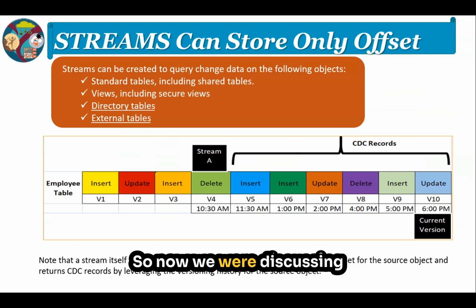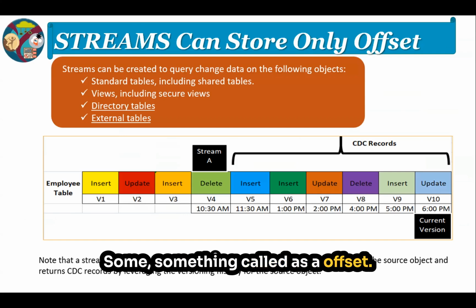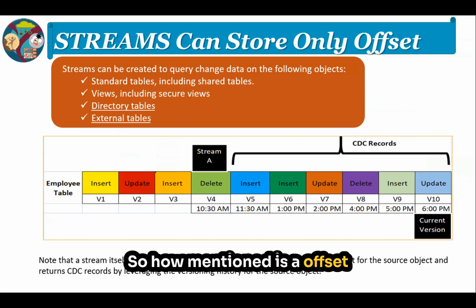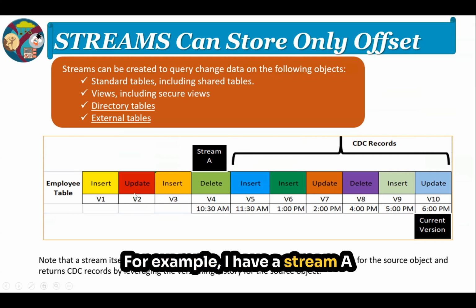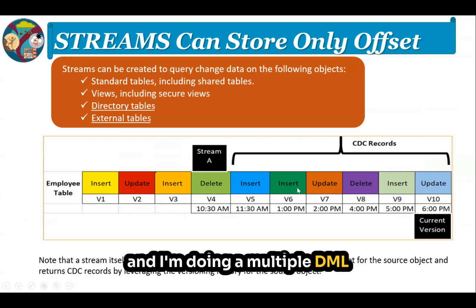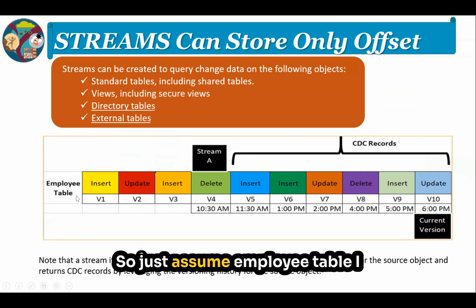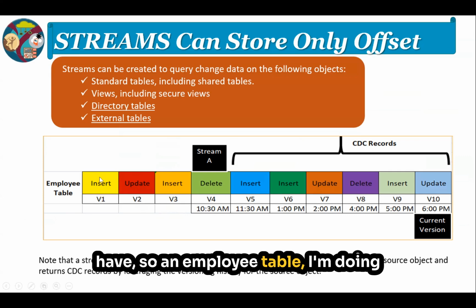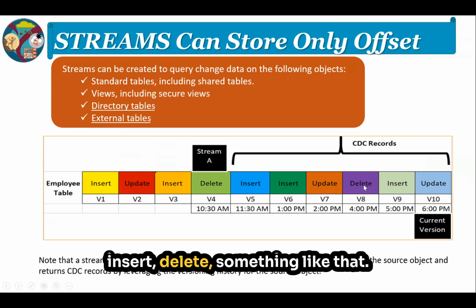Okay. So now we were discussing offset, right? Something called an offset. I have mentioned an offset is a kind of time period between two transactional points. For example, I have a stream A and I'm doing multiple DML operations on that particular table. So just assume I have an employee table. In the employee table, I'm doing an insert, delete, something like that.